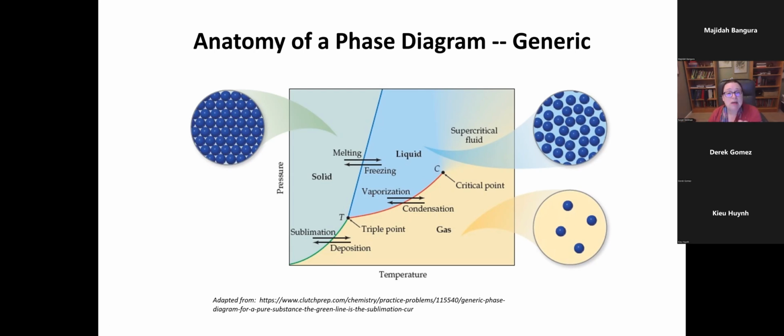All we want you to be able to do is to read them, look at them and understand what kind of information they're conveying to you.